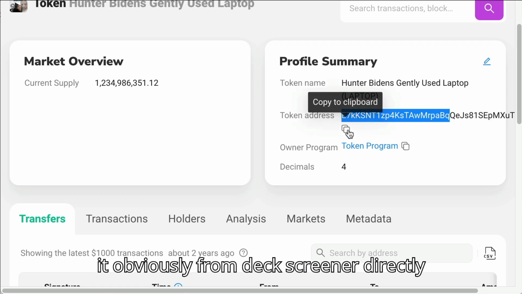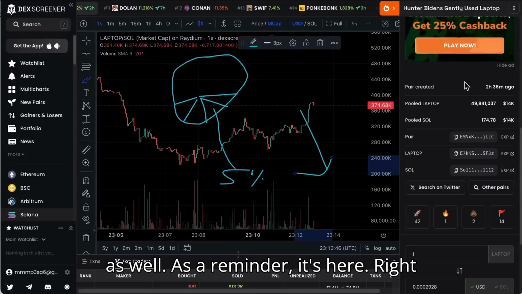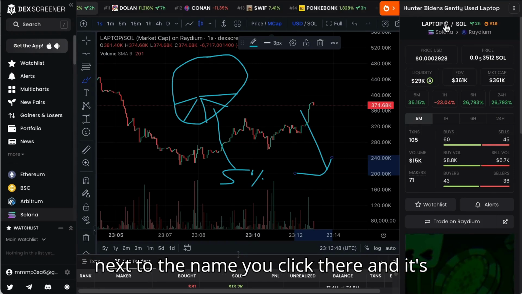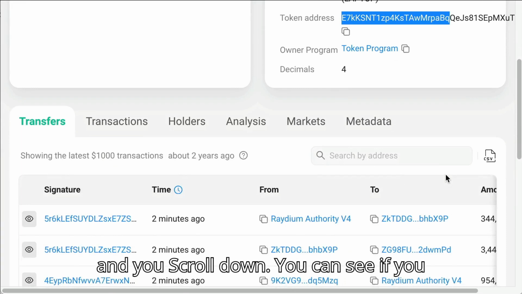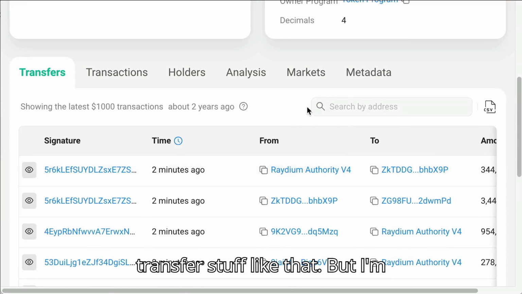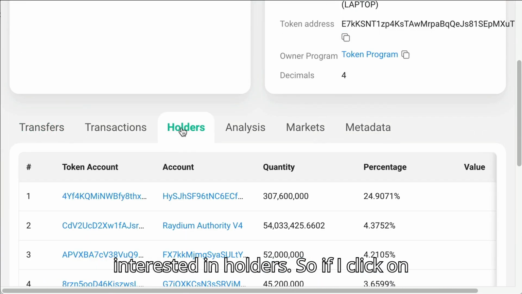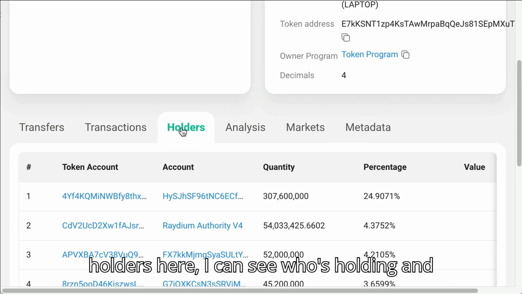You can get it from Dex Screener directly as well. As a reminder, it's right next to the name. You click there and it's copied. And you scroll down, you can see a few transfers, stuff like that. But I'm interested in holders. So if I click on holders here, I can see who's holding and how much.